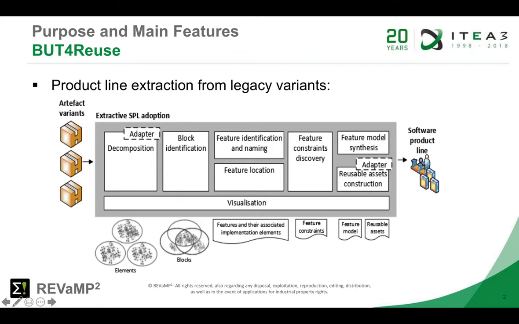The input of BUT4Reuse is a set of software variants. Then, using BUT4Reuse, you can perform several engineering tasks on these software variants, such as feature identification and naming, feature location, feature constraint discovery, feature model synthesis, and reusable asset construction. As well as you can visualize different steps done by BUT4Reuse.